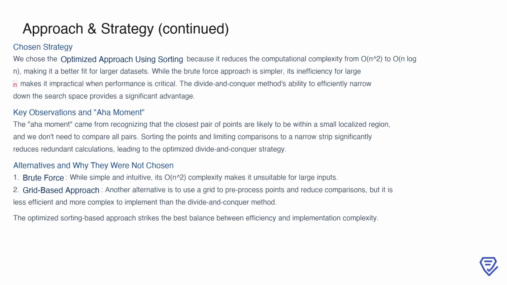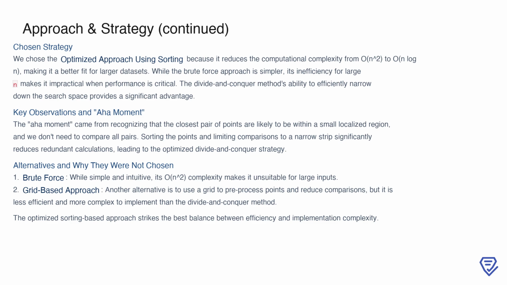This method reduces the computational complexity from n squared to n log n, making it far more suitable for scenarios where performance is critical. The main insight that drove this decision was the realization that the closest pair of points are often located within a small localized region, meaning we can avoid comparing all pairs. By sorting the points and limiting comparisons to a narrow strip, we eliminate many redundant calculations.